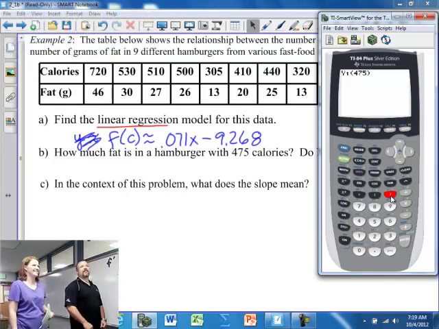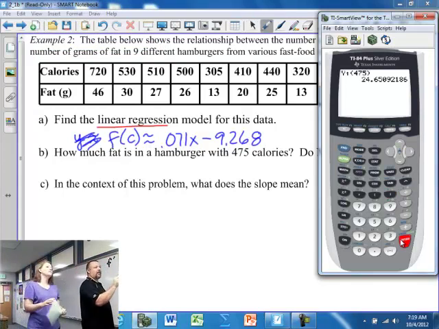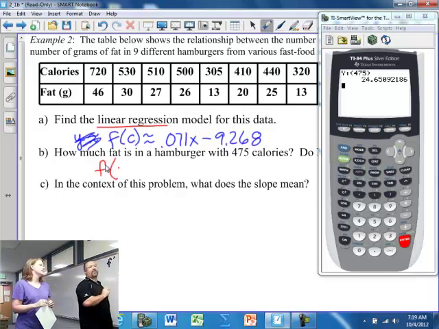Okay, enter. I don't have a new one. Get over it. Okay, so our answer is going to be 24.651. This is how you should denote it.